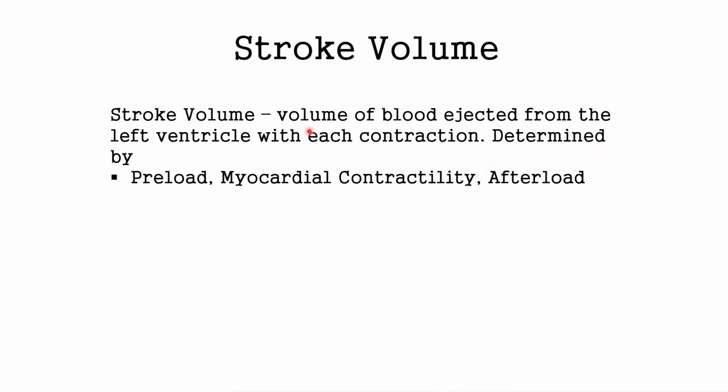Stroke volume, all right, so we're going to talk about stroke volume. It's the volume of blood ejected from the left ventricle with each contraction. And that's determined by preload, myocardial contraction, and afterload.